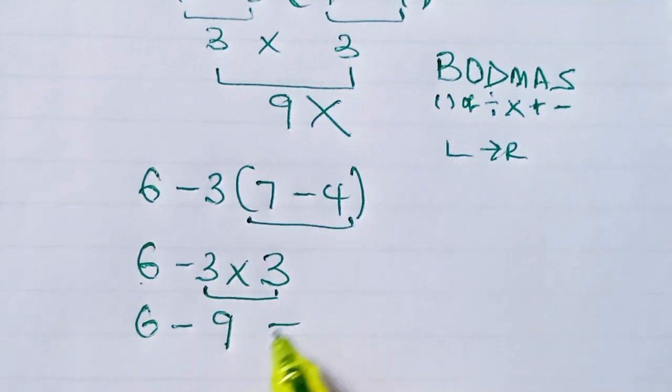6 minus 9, this is equals to minus 3. That's the final answer.